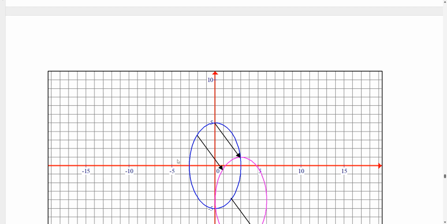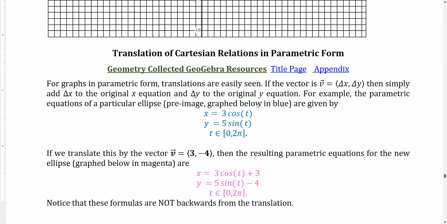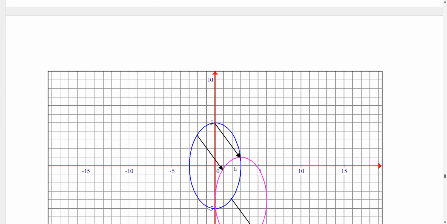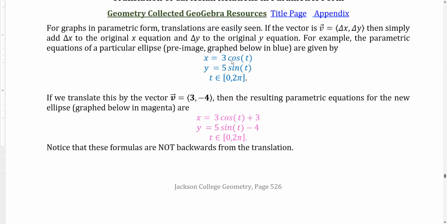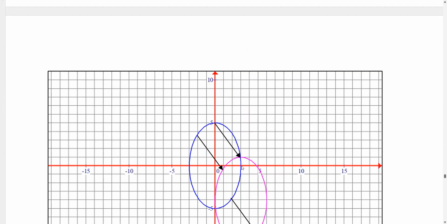Here it is right here, the blue one. If you start with, say, 0, we'll just work out a couple of these things. Cosine 0 is 1, times 3 is 3, sine of 0 is 0, times 5 is 0. So that starts at (3, 0). That's right here. As t gets a little bit bigger from 0, the cosine is going to get a little bit smaller, the sine is going to get a little bit bigger, and so the thing is going to go this way.